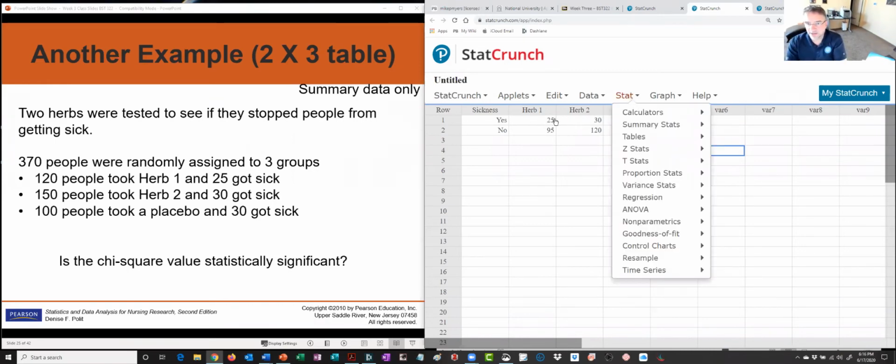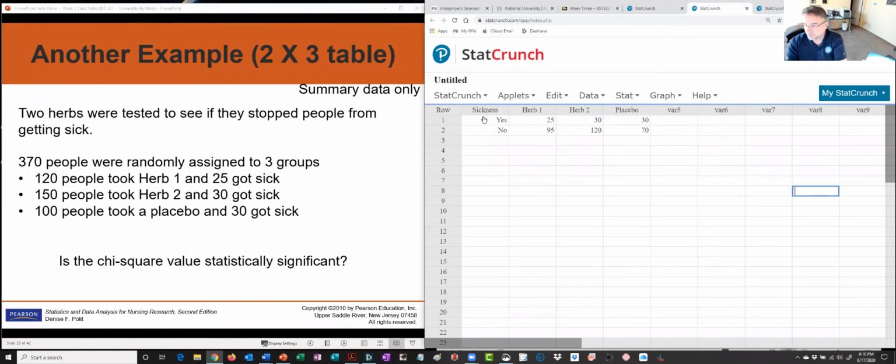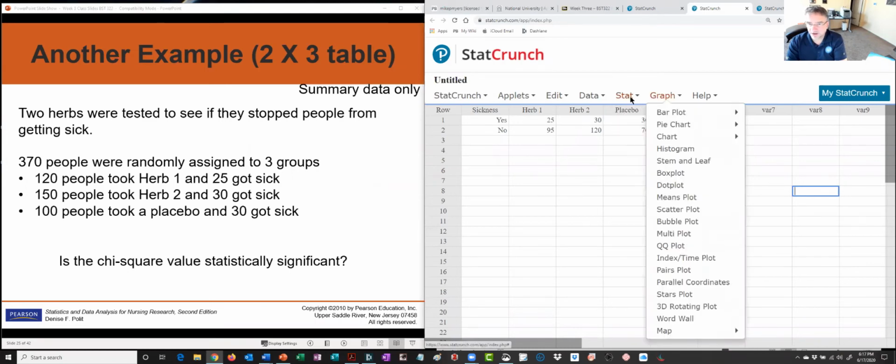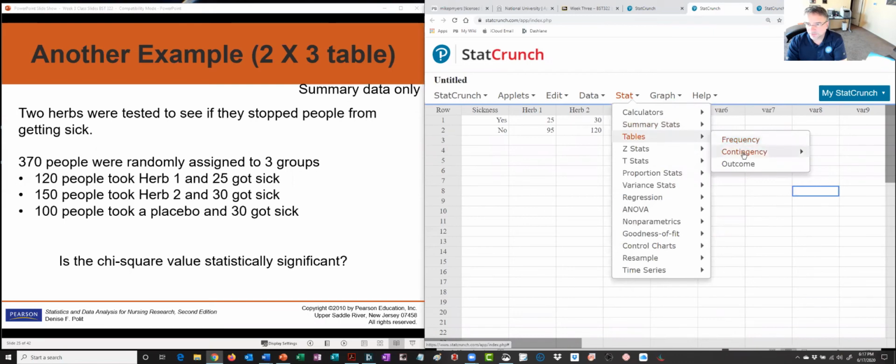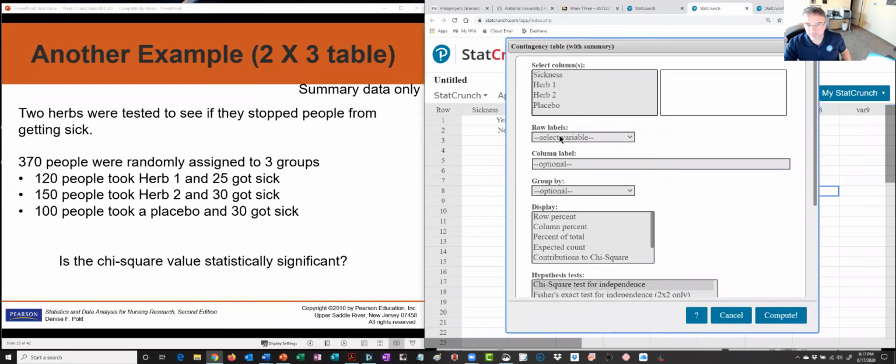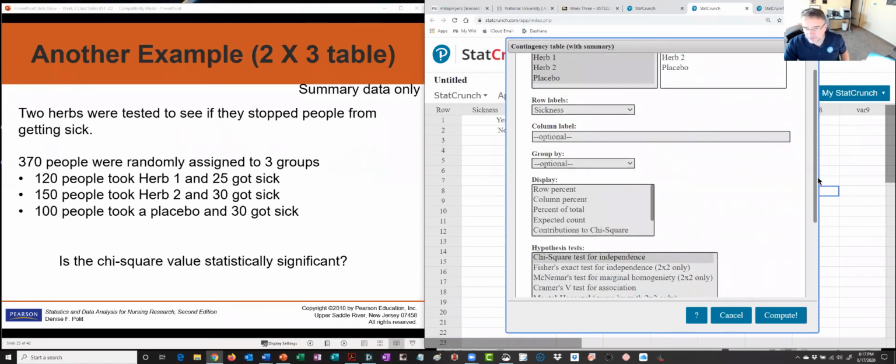Well, again, we go to the stat tab once we get it in. So again, we put our dependent variable in the first row, and then we put our independent variables in the next rows. And now we're going to reconstruct that table. Tables, contingency with summary. So again, we're going to put in the rows you said with sickness. So we put that there, and we select our herb1, herb2, and placebo. Now we're not going to do corrections because those only work for 2x2 tables. See how smart the software is? It's going to tell us what to do. So we can't do that one.